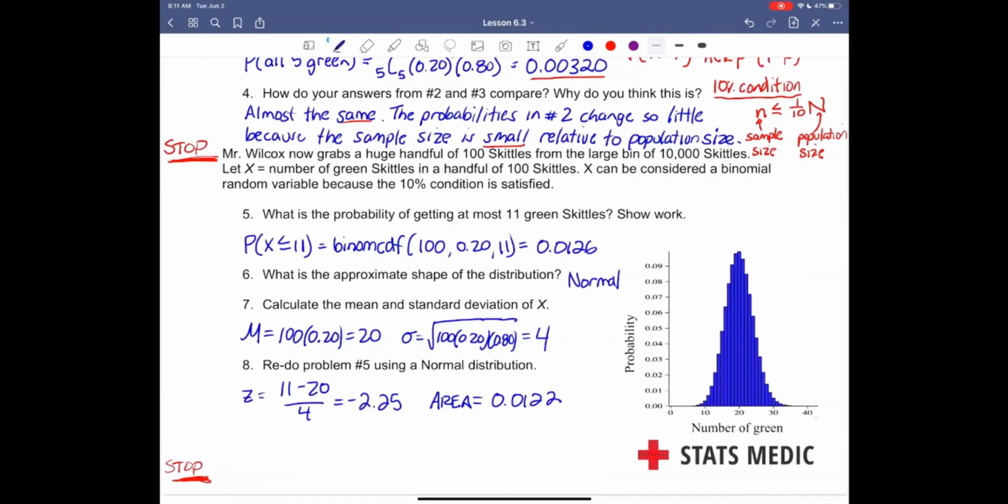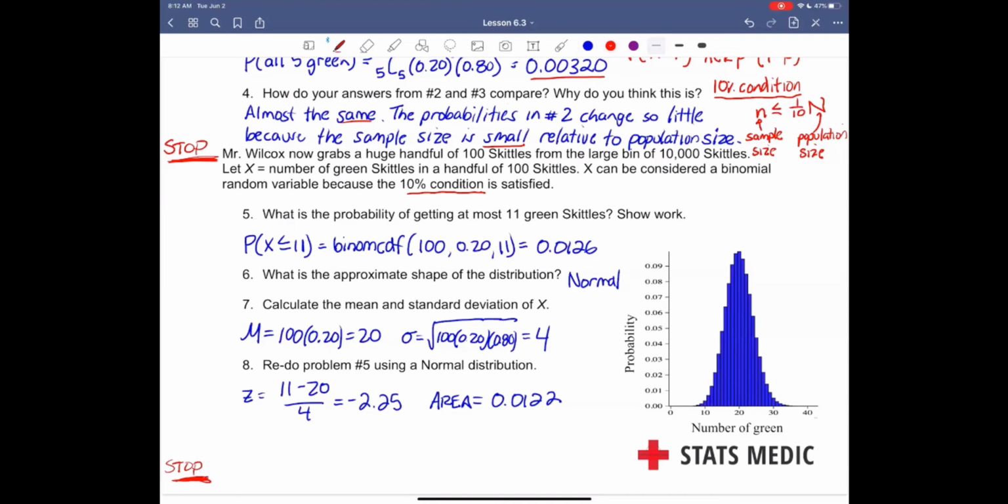So let's check in with your answers for 5 through 8. The scenario is a little bit different here because Mr. Wilcox now grabs a huge handful of 100 Skittles from the large bin of 10,000 Skittles. Let x equal the number of green Skittles in a handful of 100 Skittles. X can be considered a binomial random variable because the 10% condition is satisfied, right? 100 is definitely less than 10% of 10,000.